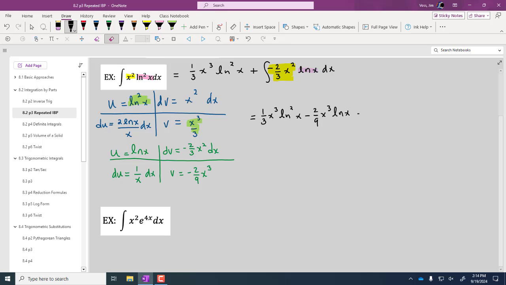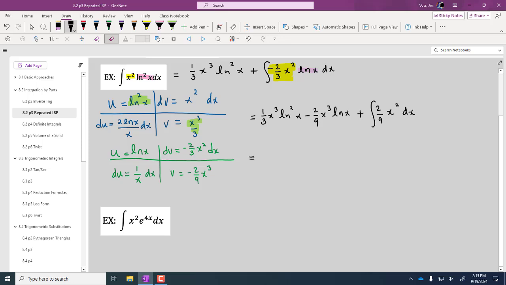uv minus the integral of v du. So now we look down at v du. Oh, v du is negative. So that's going to mean this will be plus 2/9 times 1 over x times x cubed is x squared dx. And then we ask that question again. We're at the crossroads. Is that integral easier than the original? Yeah. Now the log is gone. And we can integrate that.